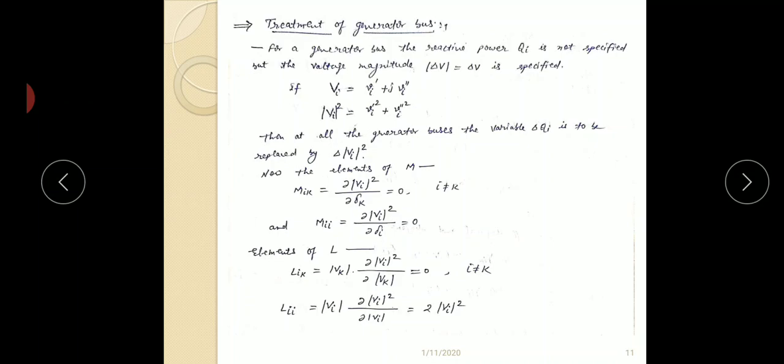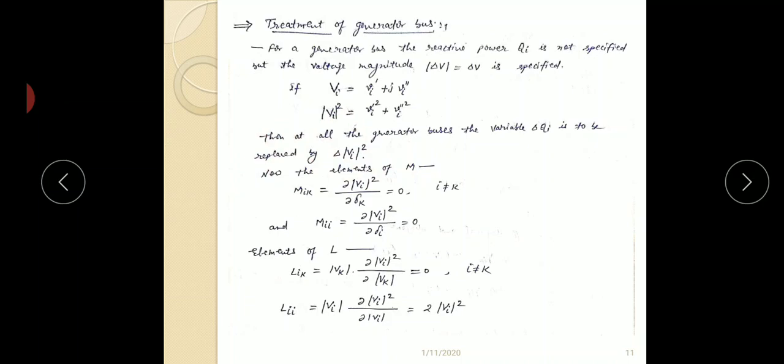Vi is specified. So if we say Vi equal to Vi' plus jVi'', and Vi square equal to Vi' square plus Vi'' square, then for all the generator buses, the variable delta Qi is to be replaced by delta Vi square. Okay, so from the previous relations.